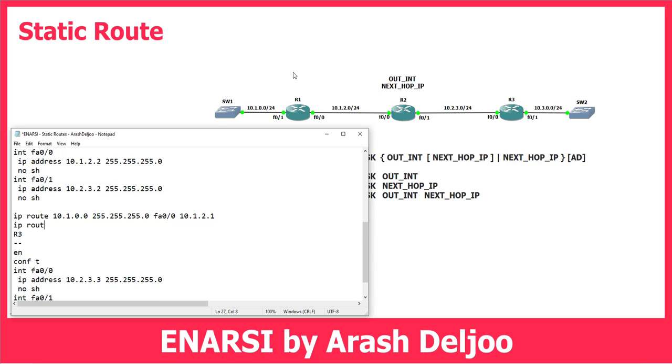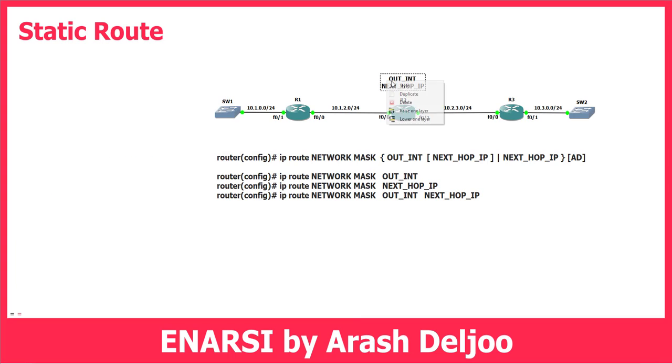The next static route, IP route 10.3.0.0 255.255.255.0. Outgoing interface is FastEthernet 0/1. Next hop is 10.2.3.3. That's it. These are the two static routes that we need in router 2. It is so easy. Also, let me configure router 3 with only the next hop.